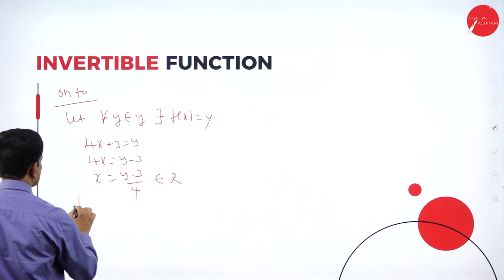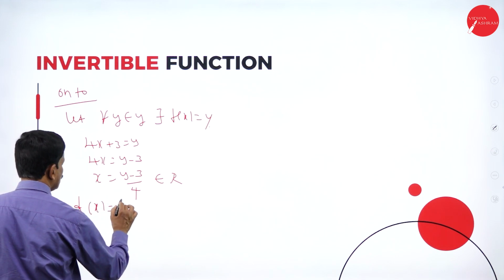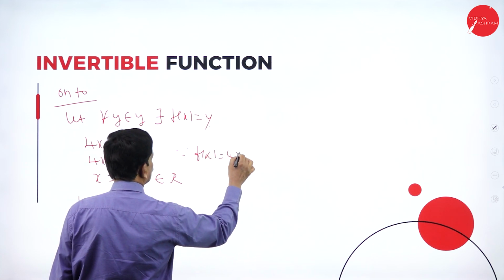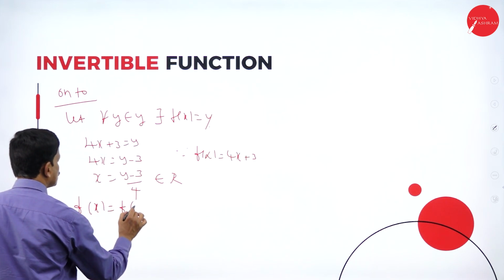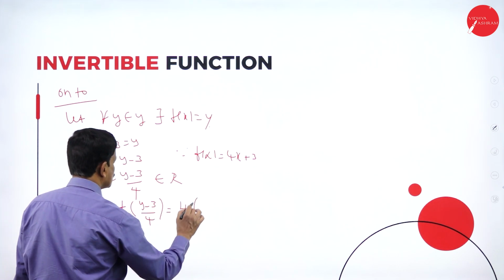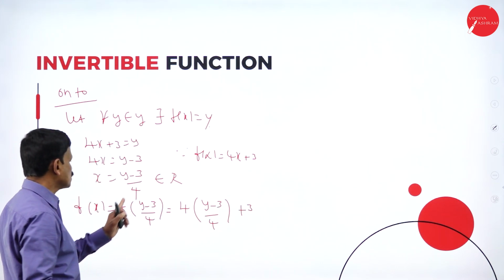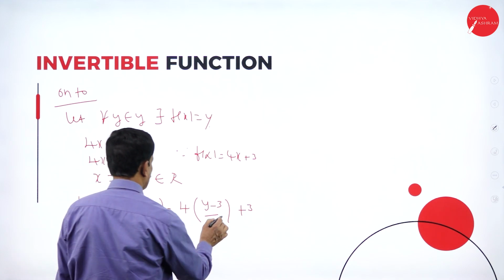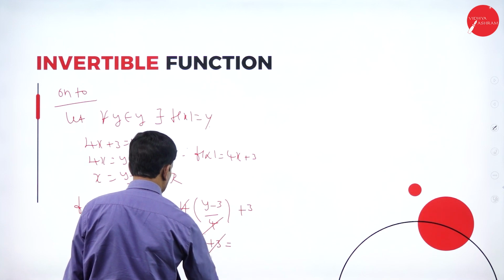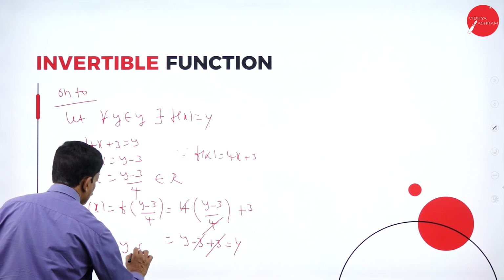Now, just find out f of x. Since the given function is f of x is equal to 4x plus 3, now instead of x, substitute here (y minus 3) divided by 4. This is equal to 4 into (y minus 3) by 4, plus 3. Just replace x by (y minus 3) by 4. So this 4 and 4 get cancelled. What is this equal to? y minus 3 plus 3. Minus 3 plus 3 gets cancelled, y. So we got f of x is equal to y, which belongs to R.